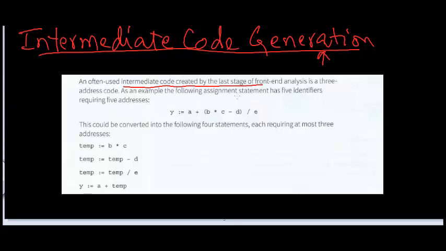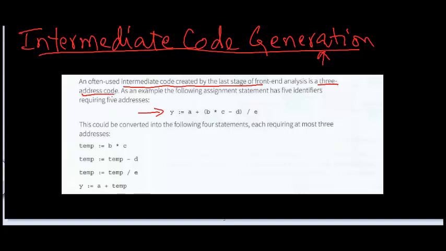And an example of what this stage does is, by taking a look at this expression that says y is equal to (a plus (b into c minus d)) divided by e. So what this intermediate code generator is going to do is convert this code into a 3 address code.